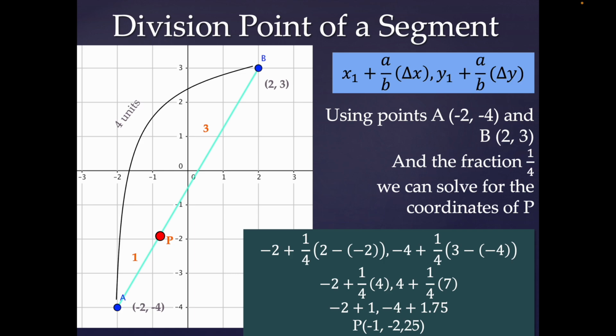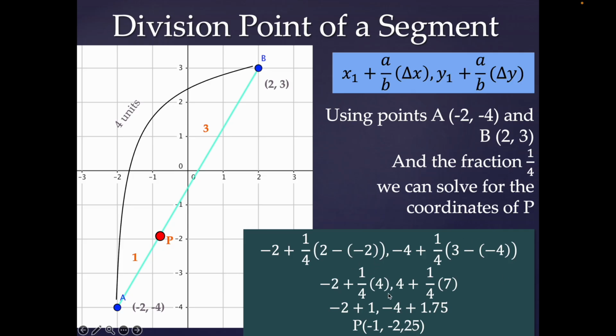Now that you know what the formula is, using the line segment I've showed you in the last few slides, your a is your x1, y1, and your b is your x2, y2. The fraction we're going to use is 1 over 4 because, as I said, P is 1/4 down the line. If you plug it into this formula, this is what it would look like.